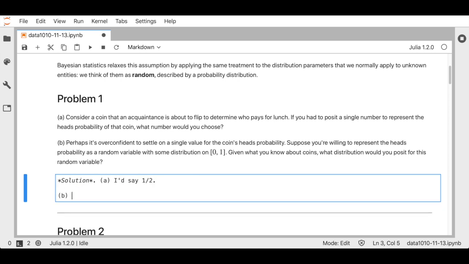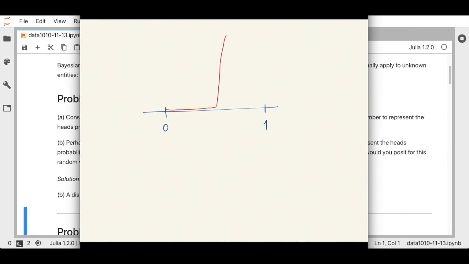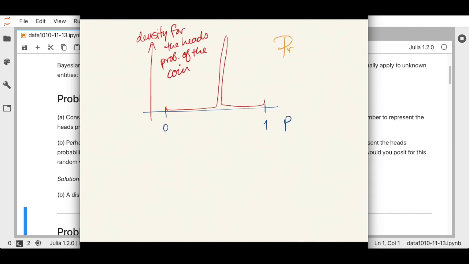We might want to say, well, it might not be exactly a half, it's probably very close to a half, but also there's some probability that it's 1 or 0 if the coin is double-headed or double-tailed. And it could even be between a half and 1 or between 0 and a half if it's weighted to one side or the other. So we might choose to draw a probability distribution that looks something like that. We call this distribution our prior, or our Bayesian prior.